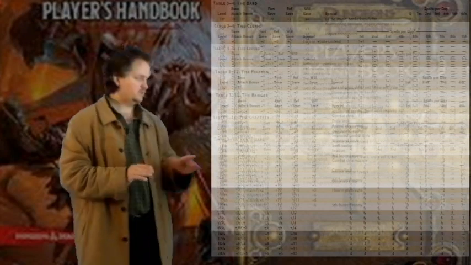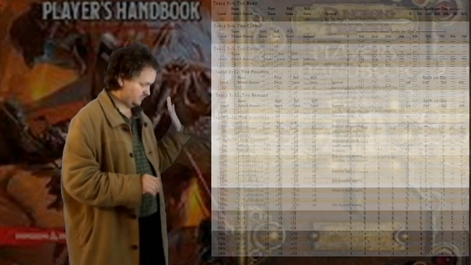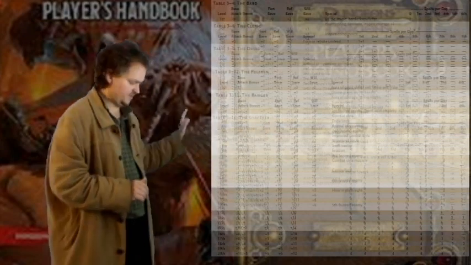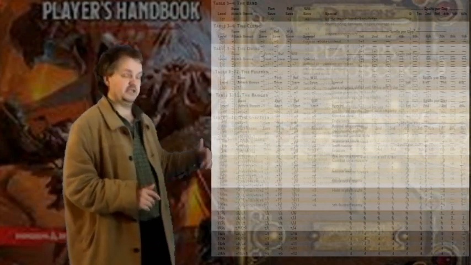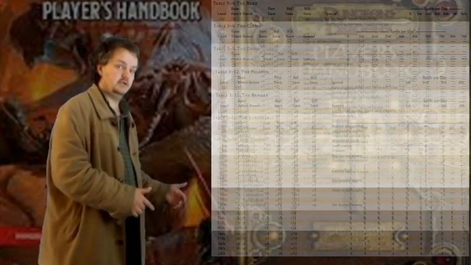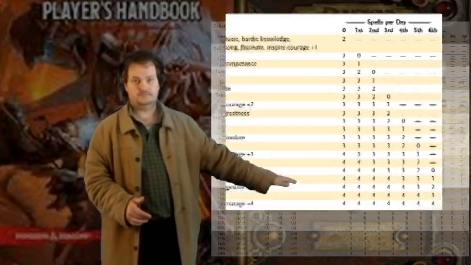But then we get the unique one. I mean, the Wizard and the Sorcerer are still going up to 9th level, just like the Cleric and the Druid. They all go up to 9th level. Sorcerer is a bit unique in that he gets more spells, but he gets them later on. But then we get the Bard.